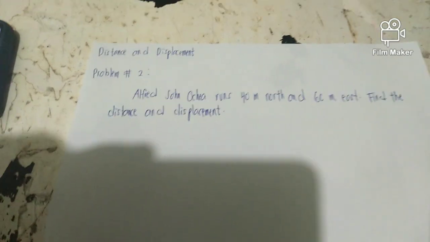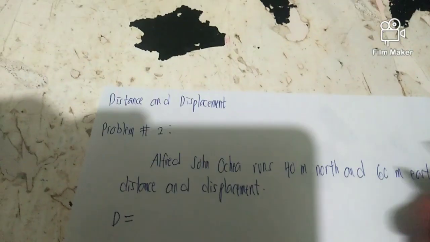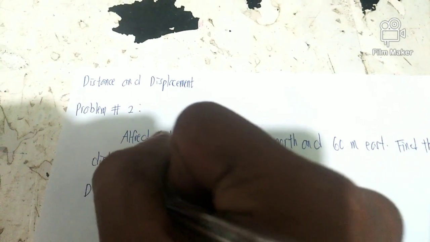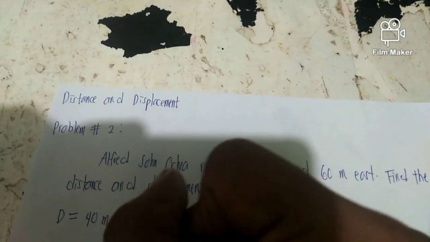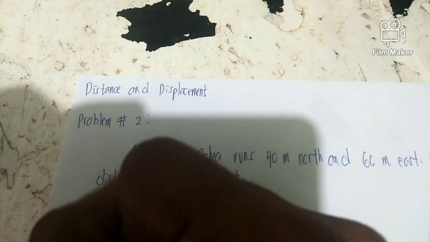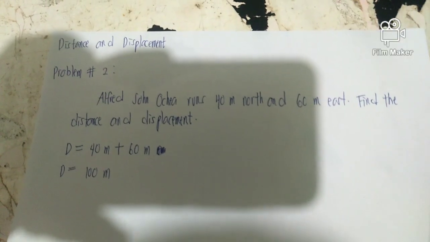So we find the distance. So D, capital letter D, then 40 meters plus 60 meters is 100 meters total. So let's find the displacement.